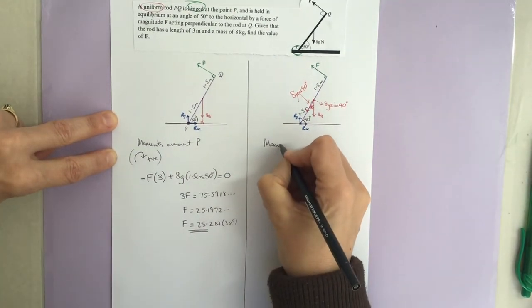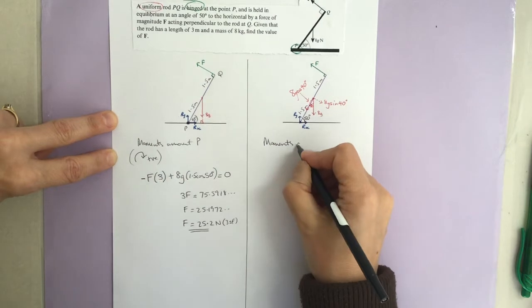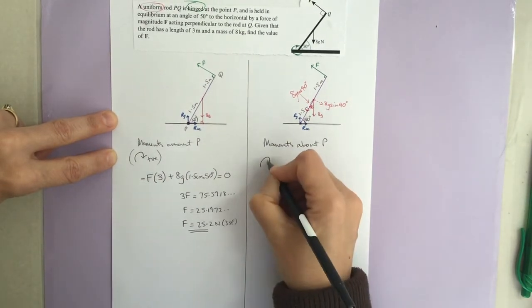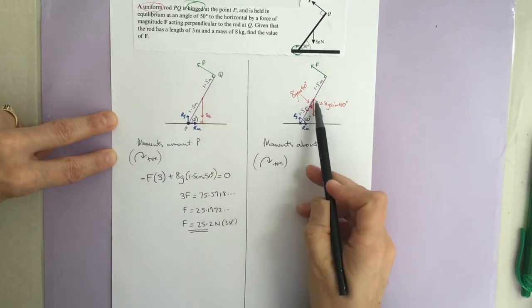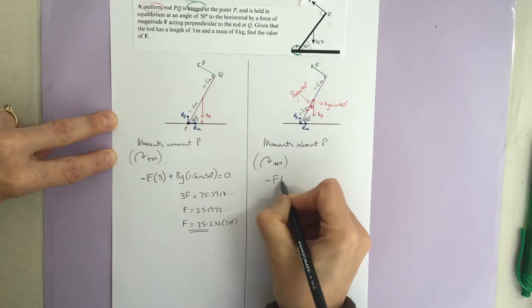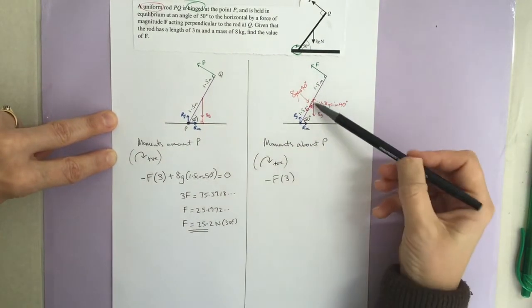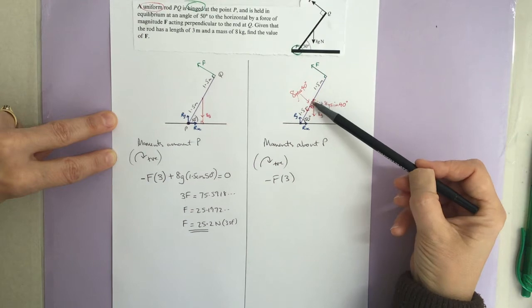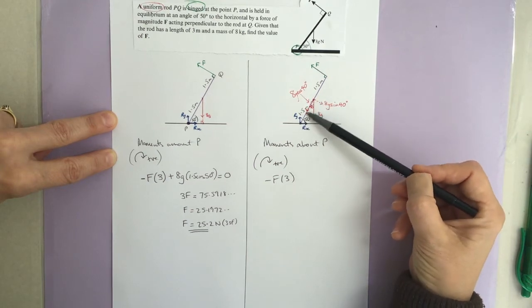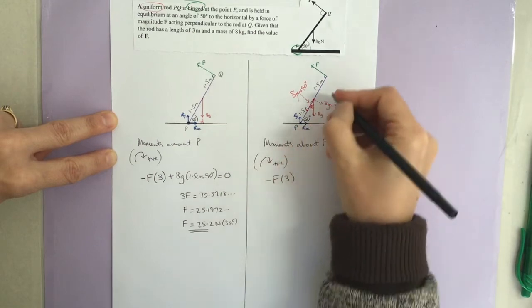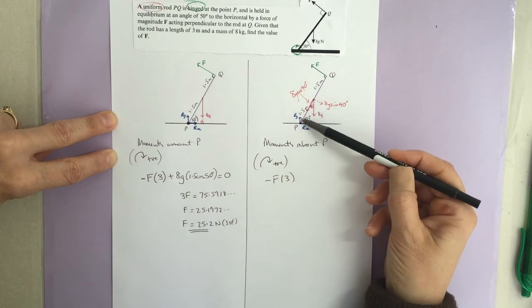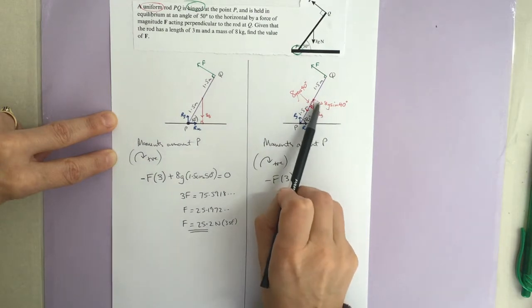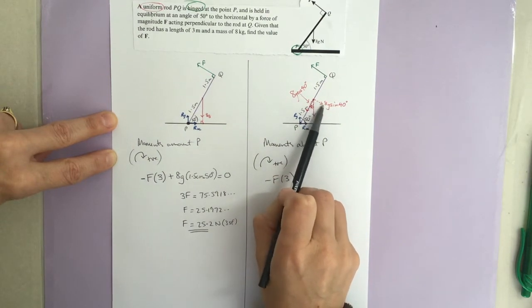Okay, let's do the same thing then. Let's take moments about P, with clockwise as positive. Then minus F times 3 again, anti-clockwise. This force now, the 8g cos 40, the line of action of this is directly through my point P, so that doesn't have any moment at all because the distance is 0. So the only one that's having any effect is this component, pulling us clockwise.